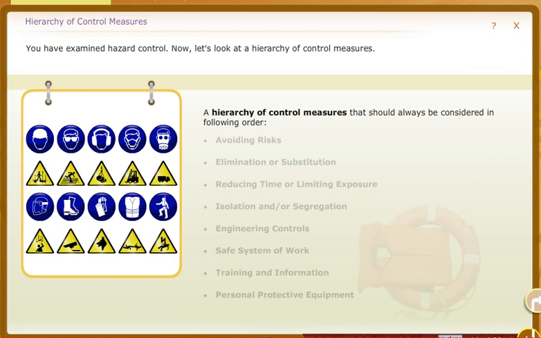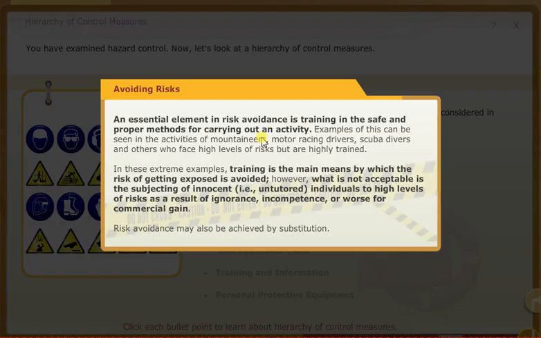You have examined hazard control. Now, let's look at a hierarchy of control measures. A hierarchy of control measures that should always be considered in following order. Avoiding risks. An essential element in risk avoidance is training in the safe and proper methods for carrying out an activity.